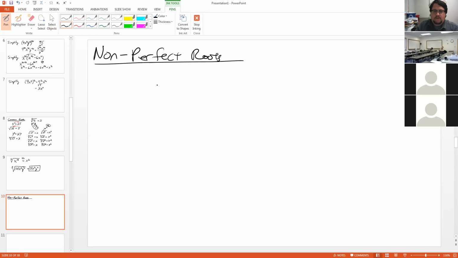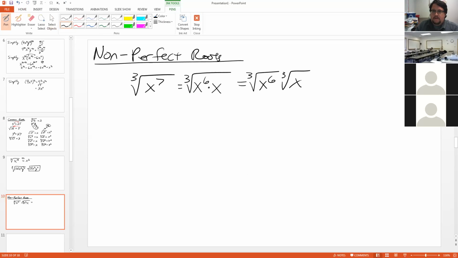What if I have the cube root of x to the 7th? Well, I know I can divide 3 into 7, but not evenly. So what I'd want to do is think of x to the 7th as x to the 6th, a number that 3 does go into evenly, and the biggest one that's less than 7, times an extra x. And then 6 divided by 3 is 2. Now this part is just a leftover. It stays underneath the root. So when you have something that's not a perfect root, part of it is going to divide in. You ask, how many times does 3 go into 7? Twice with 1 left over.